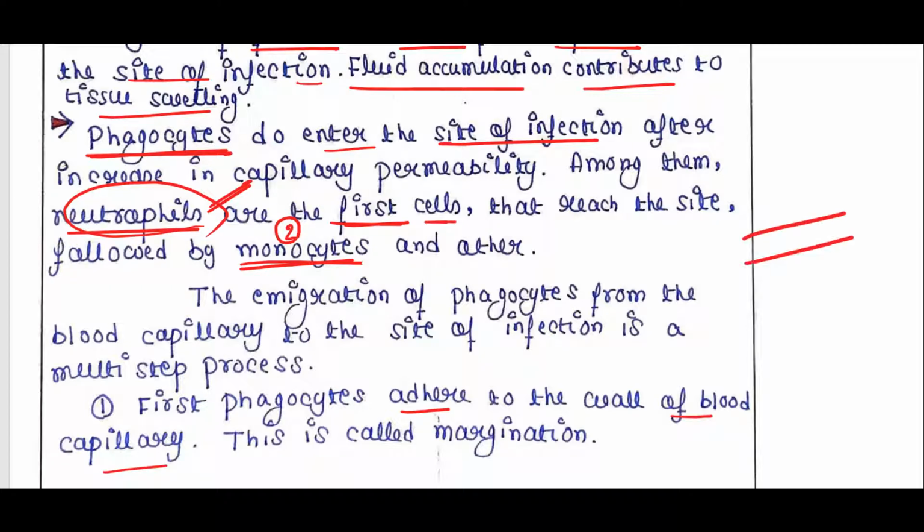So suppose this is the blood capillary, and some phagocytes are flowing in the blood capillary. First of all, they will adhere. So they are now adhering to the wall of the blood capillary, right? This phagocyte is now adhering to the wall of the blood capillary. And this is called margination, because the phagocytic cell is now at the margin of the blood capillary. So this is the first step.